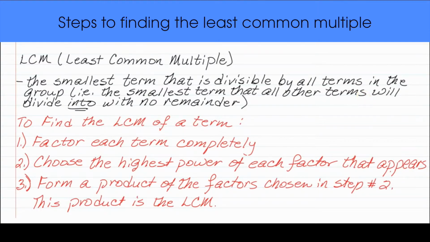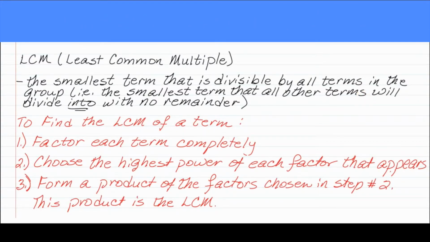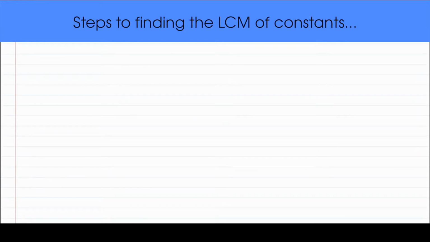First of all, we're going to look at an example of finding the LCM of constants. So suppose we want to find the LCM of 24, 36, and 40. In other words, we want to find the smallest number that 24, 36, and 40 will all divide into. A lot of times students mistakenly say the answer is 2. No, 2 is the smallest number that will divide into 24, 36, and 40, but not the smallest number that these will divide into. So the number has to be at least as big as 40.